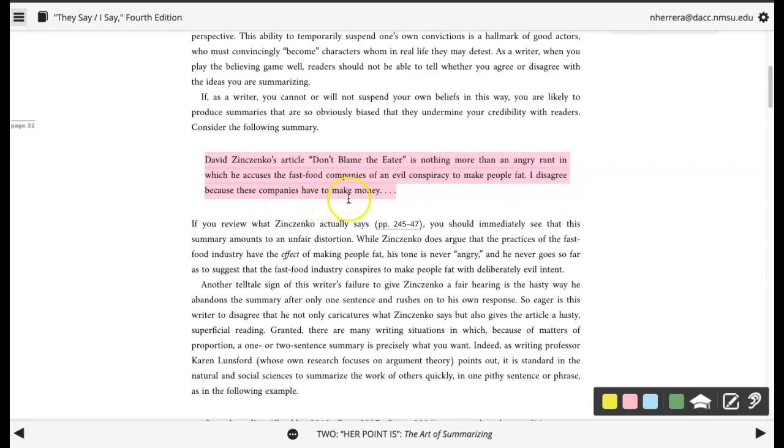I disagree because the companies have to make money. Now, if you keep reading, this passage right here explains how, one, the author of this passage is distorting what David Zinczenko is saying. Because all of you guys are going to read this article, Don't Blame the Eater, and when you read it, you'll realize that he's not angry. He doesn't have an angry tone, nor is he ranting.